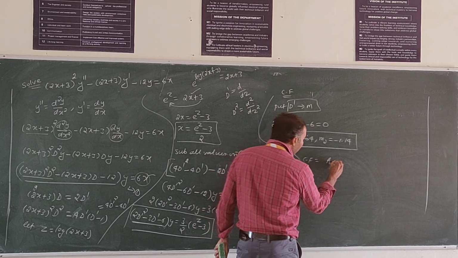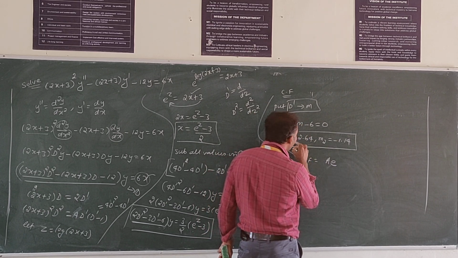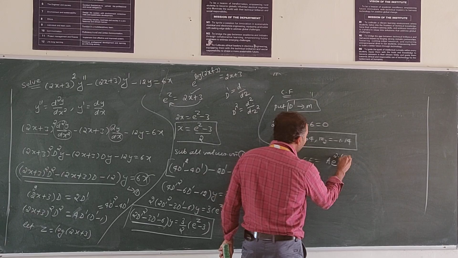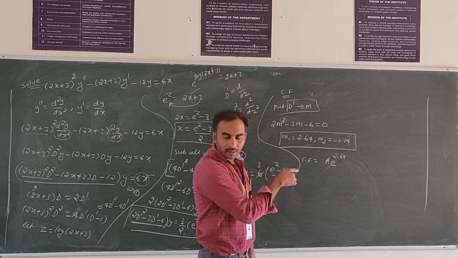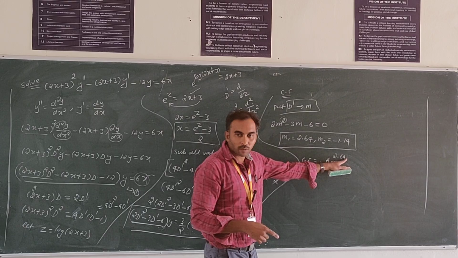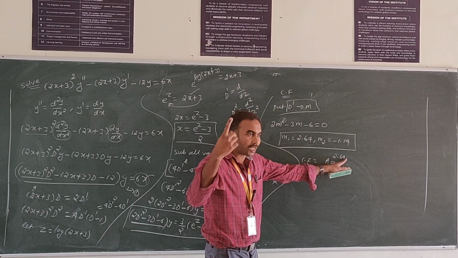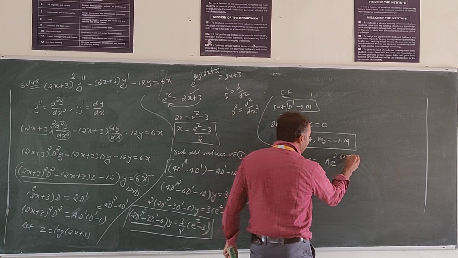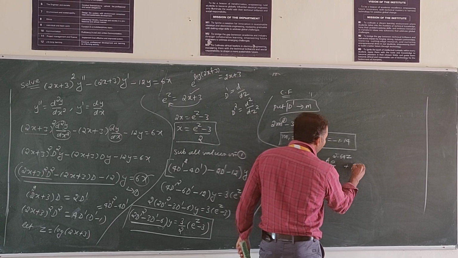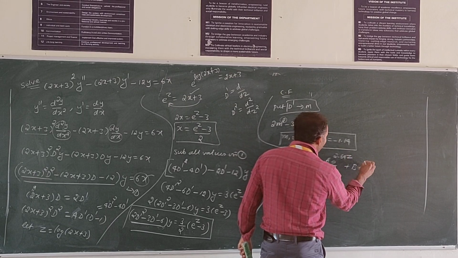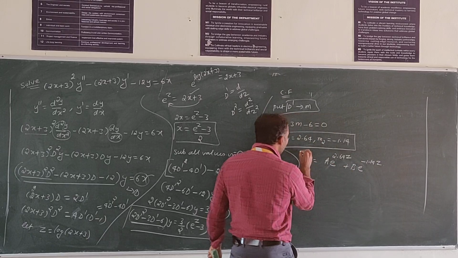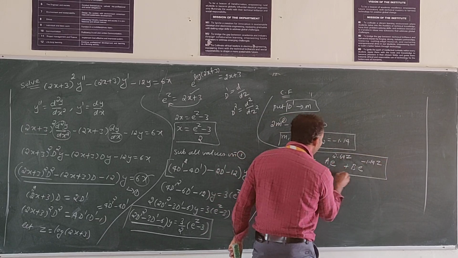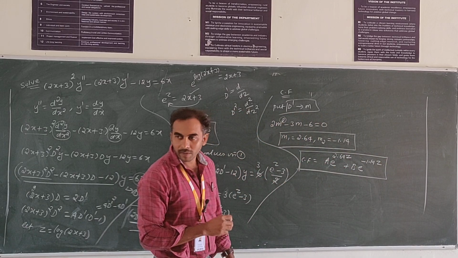A e power m1x. What is m1? 2.64. Here instead of x, what should we put? z, because we converted that into z. So z. Next, plus b into e power minus 1.14 z. So this is the complementary function.